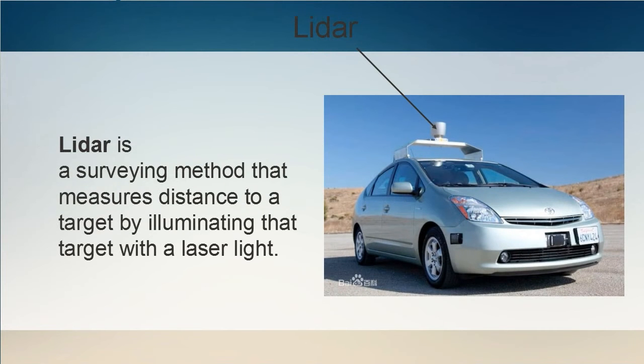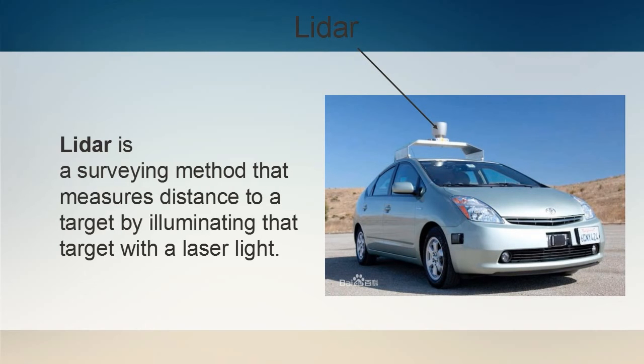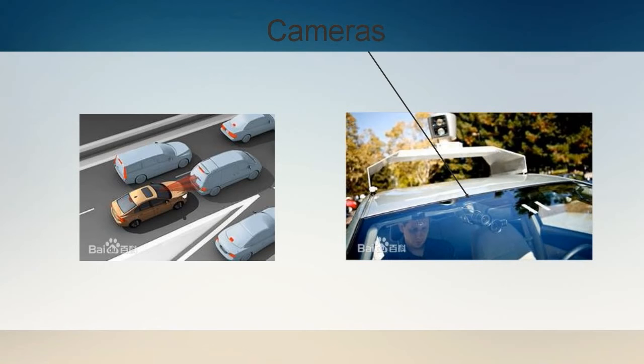LiDAR is a survey method that measures distance to a target by illuminating the target with a laser light. On self-driving car, there's a LiDAR on the top of the car. It can scan the situation around the car with a radius of 60 meters, and it can show the result as a 3D map, which gives the computer the preliminary data.